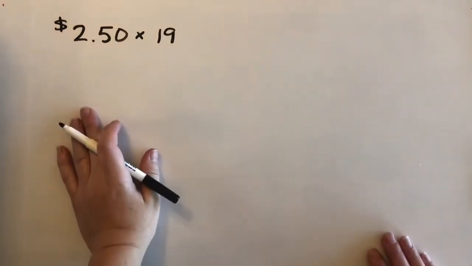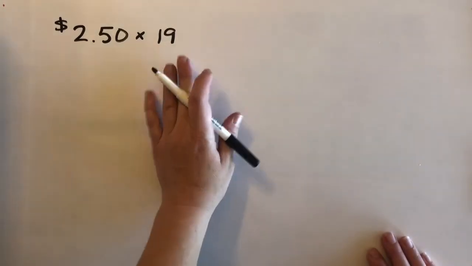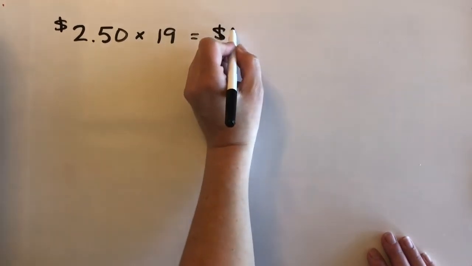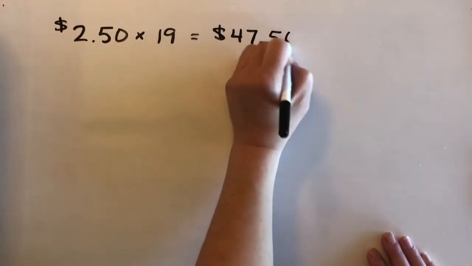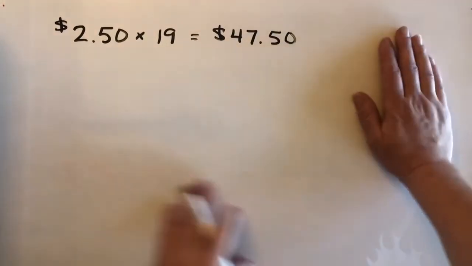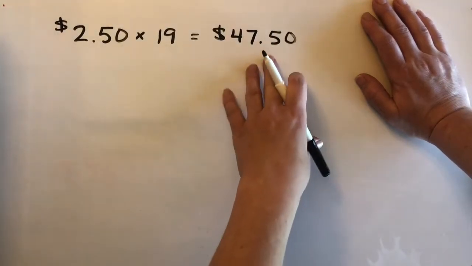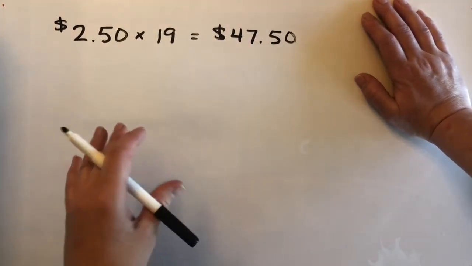One of the problems we had was about Vanessa, who was making vanilla yogurt cups for $2.50 a cup. She wanted to know how much she was going to raise if she sold 19 of them. So it was $2.50 times 19. When you did the problem with the ratio tables, we figured out that this was $47.50. So we're going to look at this using partial products or the standard algorithm, a different way than ratio tables.